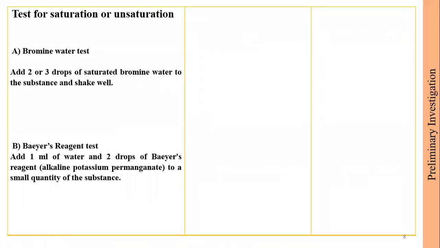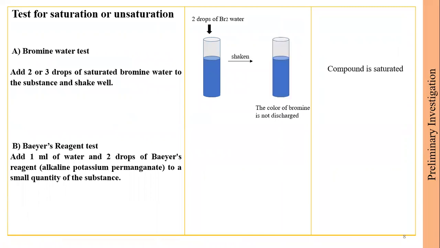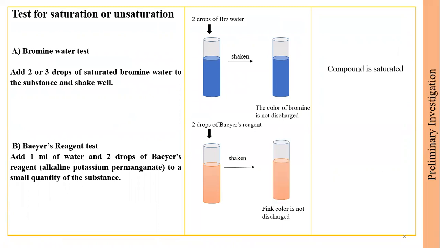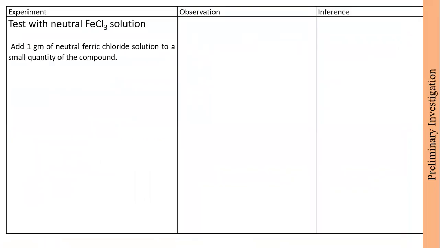Test for saturation and unsaturation, that is C double bond C. We have two tests for that, bromine water and Baeyer's reagent test. What we see is that the color of bromine and Baeyer's reagent, that is potassium permanganate, has not discharged. That shows that the compound is saturated.